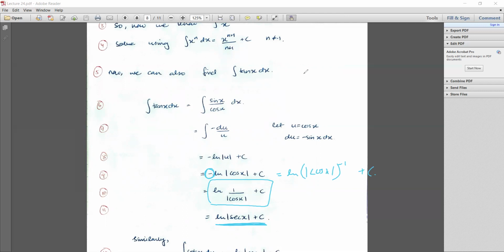How did sin x become negative du? Sin x did not become, sin x dx is negative du, right? Look at this here. U is cos x, so du is negative sin x dx. So sin x dx is negative du.